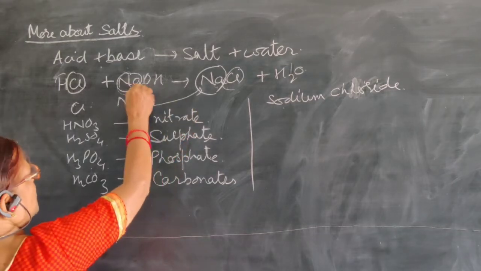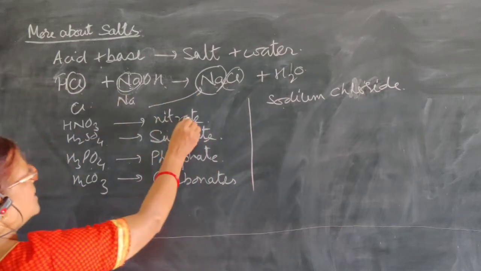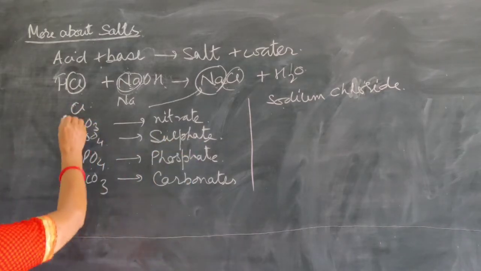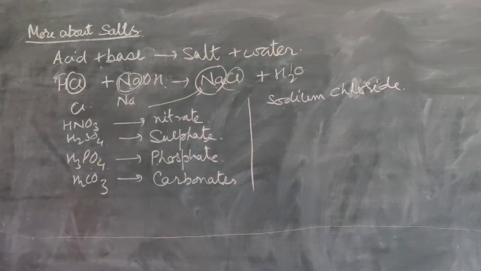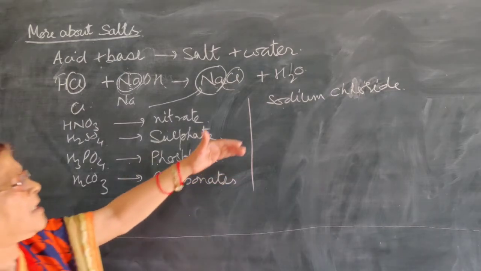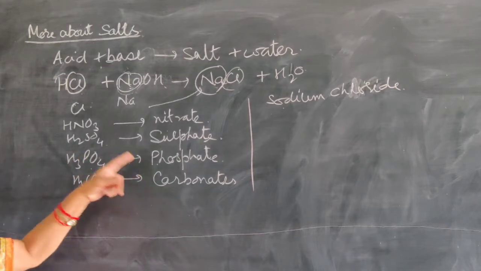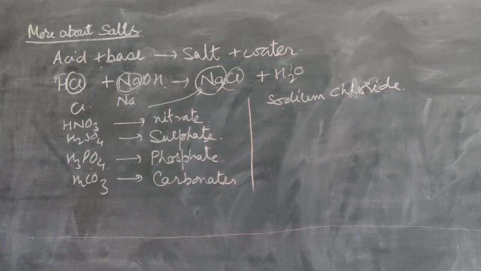Suppose everywhere there is sodium hydroxide, then we write sodium chloride. With nitric acid, it is sodium nitrate. With sulfuric acid, sodium sulfate. With phosphoric acid, we write sodium phosphate. Then we write sodium carbonate. That forms a family, called the family of sodium salts, in which we can write sodium chloride, sodium nitrate, sodium sulfate, sodium phosphate, sodium carbonate. So many salts we can write on the basis of the names of their corresponding acid and base.